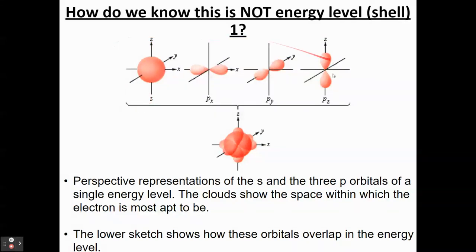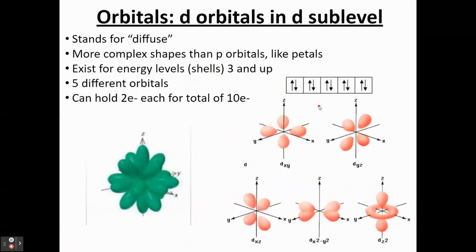If I give you this picture, and I ask you, how do you know this is not shell number 1? This is shell number 2. How do you know this is not shell number 1? Well, shell number 1 only has S. It doesn't have P. P only starts at shell 2, and shell 2 only has S and P. So that's how you would know this is not energy level or shell level number 1.